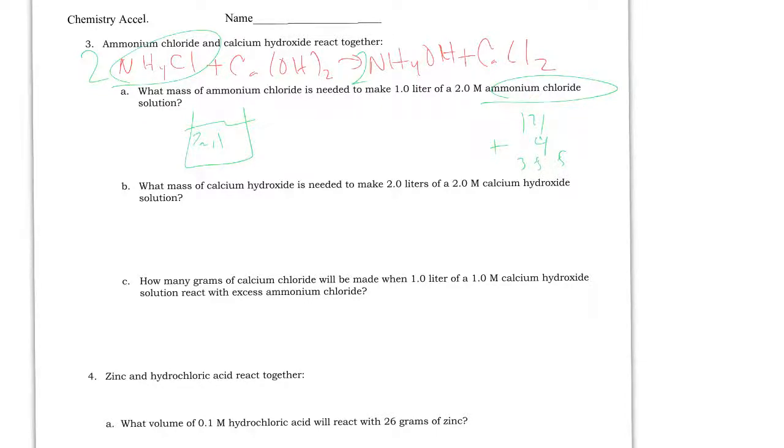53 and a half grams per mole. And we need 2 moles, so that would be 107 grams of NH4Cl.